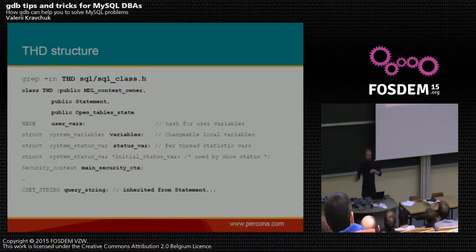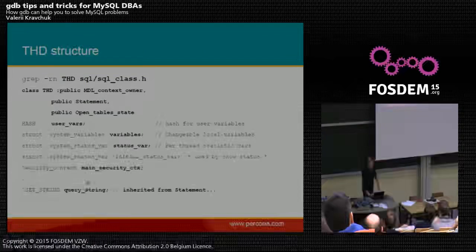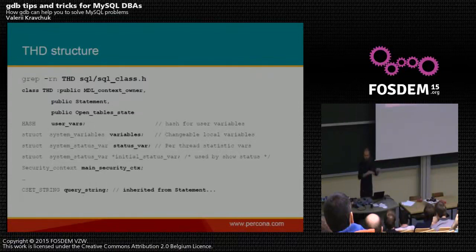You can actually print thread in GDB and get many screens of output, structured output, to get the idea what's inside. But I'll give you some hints. It inherits from statement, and it inherits some things from table handles. But some variables are quite obvious. You have user variables, you have global variables, you have status variables. The same you get with show variables, show status for the thread. You have security context, and you eventually have the query string, but it's inherited from statement, so you cannot find it in thread itself.